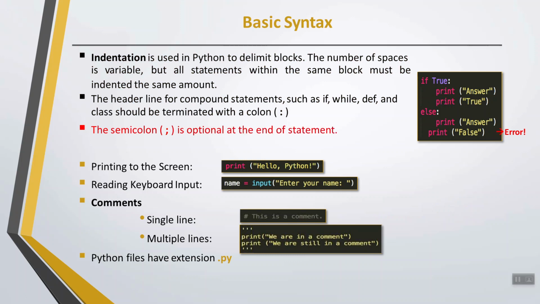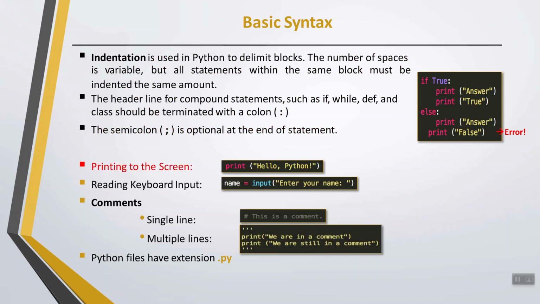So next thing, we have semicolons, which are optional at the end of each statement, but in C++ and Java we need semicolons compulsorily at the end of the statement. But in Python we do not need such semicolons at the end of the statement.